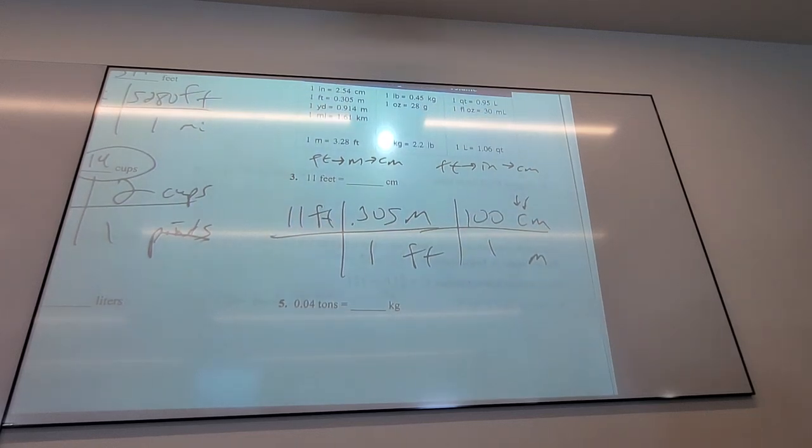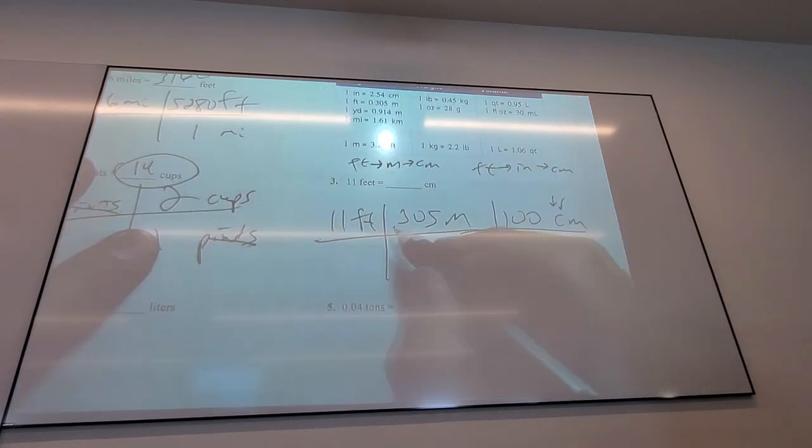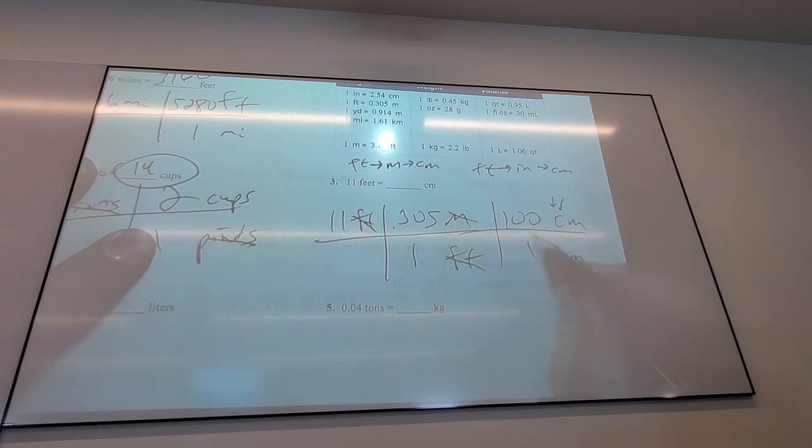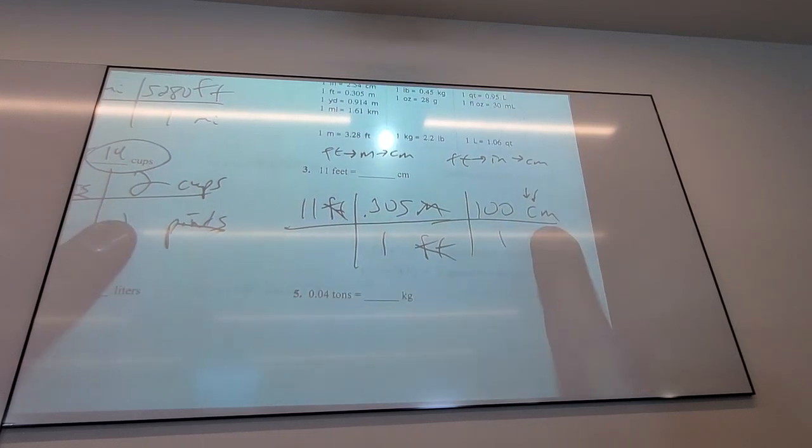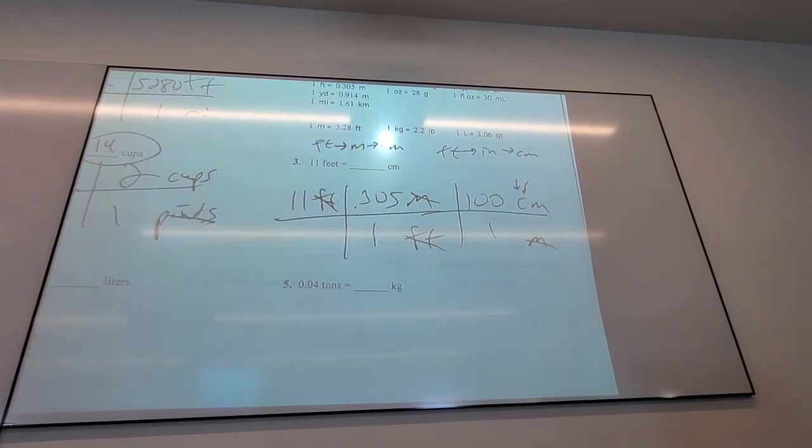Oh my gosh. How you guys doing? You doing okay? So I killed the feet, and then I killed the meters. So of course I'll end up in centimeters. And what is this, Jeff? I don't know. Hold on. That's 305, 305, 30.5. It's 335.5.